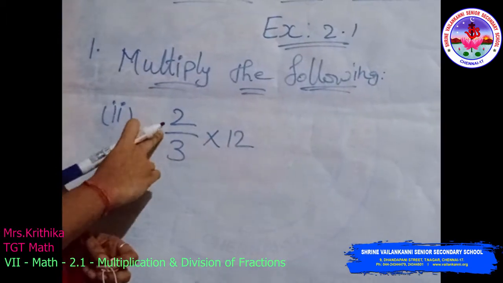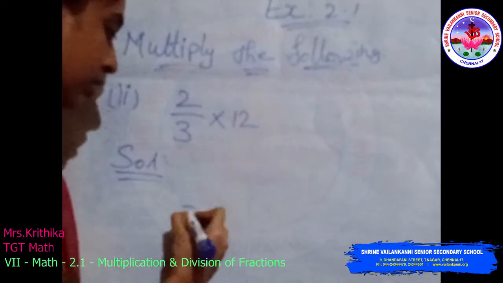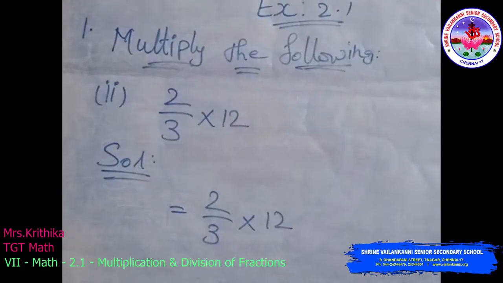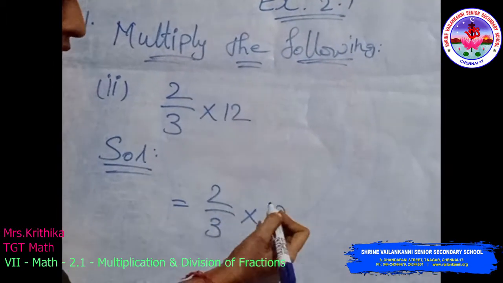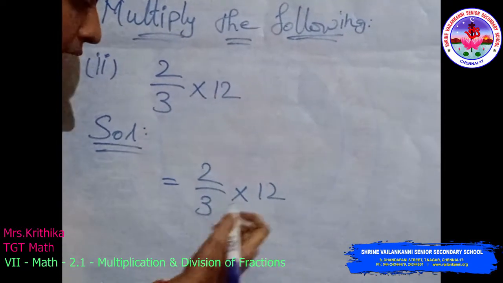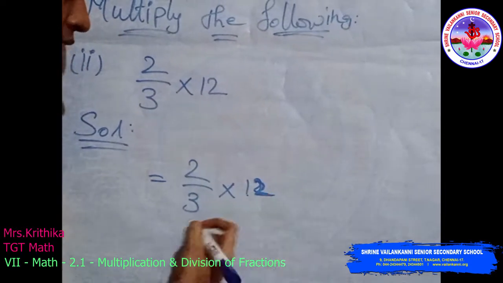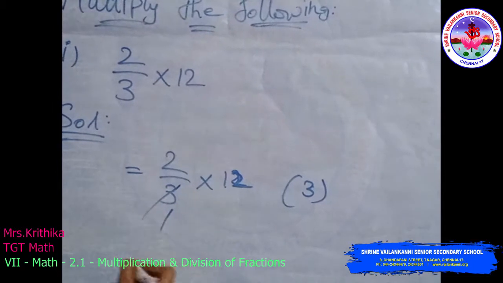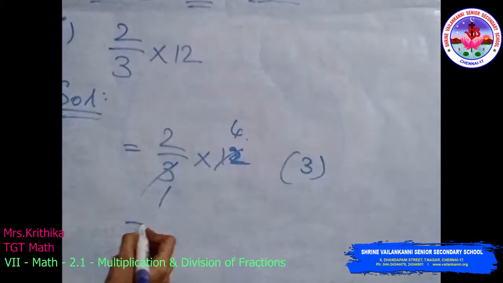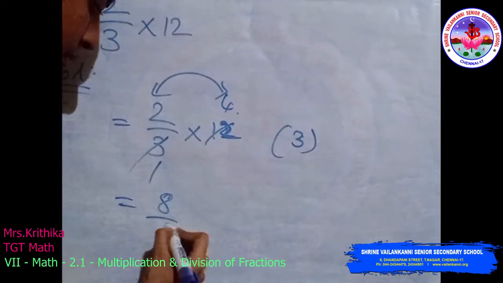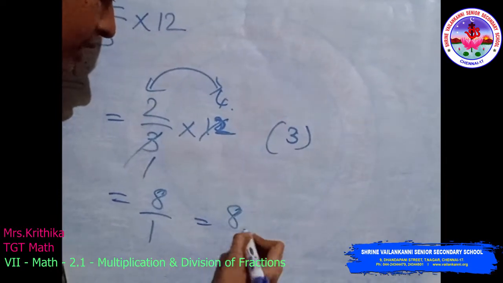Second sum, 2 by 3 into 12. Solution: 2 by 3 into 12. Here using the cancel out, the denominator is 3. The whole number is 12. You can cancel out the common factor. Here the common factor is 3. 3 1 times is 3, 3 4 times is 12. Now you can multiply 2 into 4. Answer is 8 by 1, which is equal to 8.